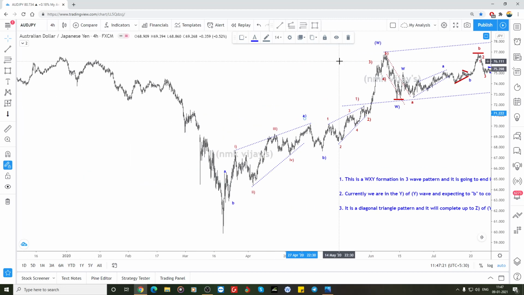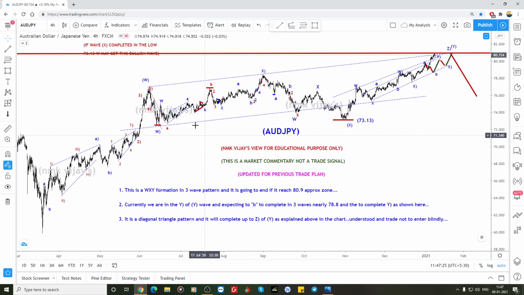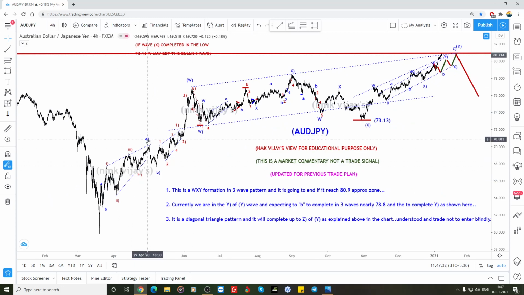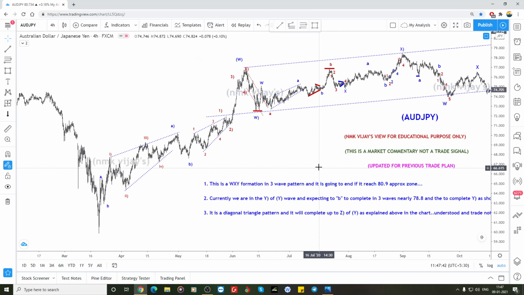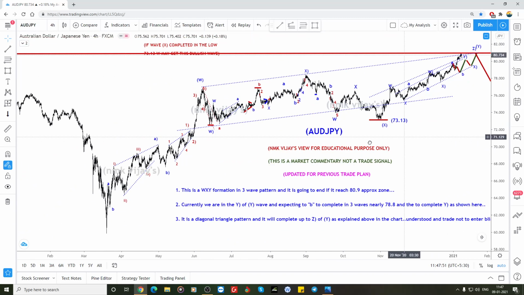C completed. After that, is there one more W? This is the X, and so here is W, X, A, B, C, and this is the Y. It's W, and this is the X. One second. Yes, A, B, C is a W, X, A, B, C. So this is a W, and this is the X, and here is a Y wave.